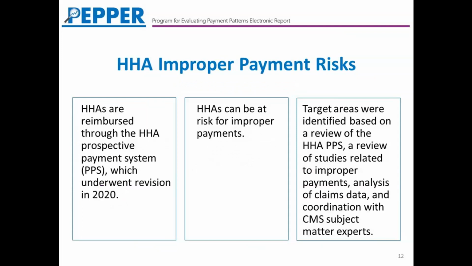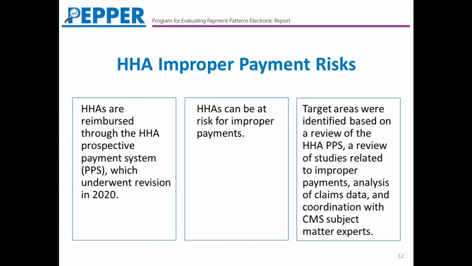Let's move on now to focus on the improper payment risks that are pertinent to home health agencies. Now, prior to January 1st, 2020, home health agencies were reimbursed through the Home Health PPS, or Prospective Payment System, which paid higher rates for services to beneficiaries that have greater needs. Payments were based on a 60-day episode payment. This reimbursement structure has been changed under the patient-driven grouping model, the PDGM. The PDGM model has a 30-day payment period.